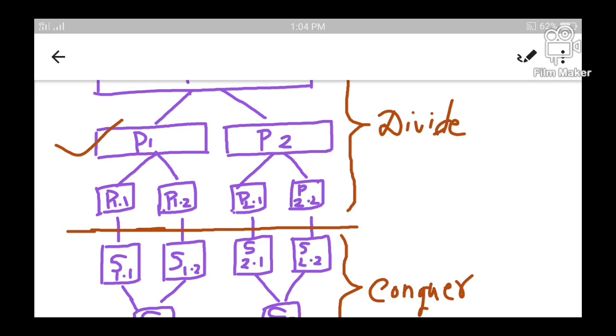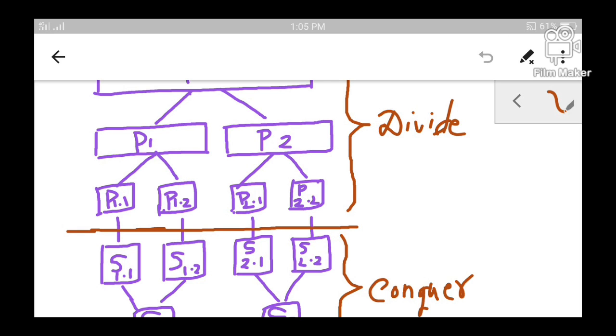P1 is now divided into two subproblems, P1.1 and P1.2. This is the first part of P1 and this is the second part of P1. So I have divided P1 into two halves. Similarly, if P2 is still large, then P2 should also be divided. Now let me divide P2 into two subproblems. So P2 is divided into P2.1 and P2.2.